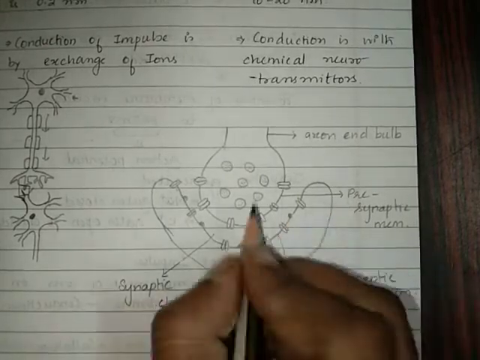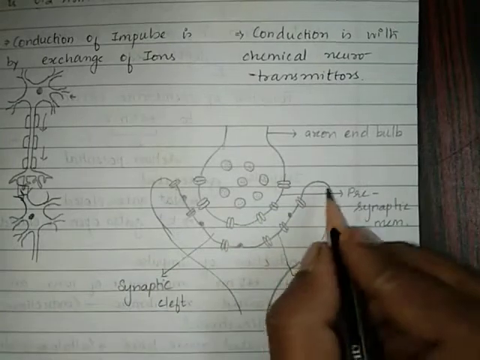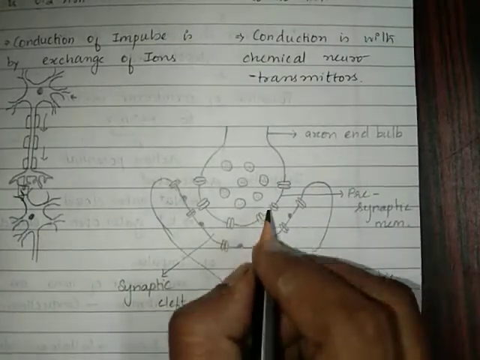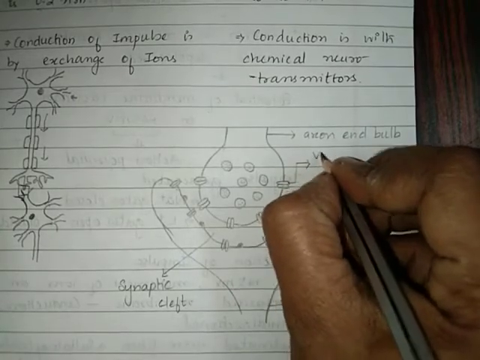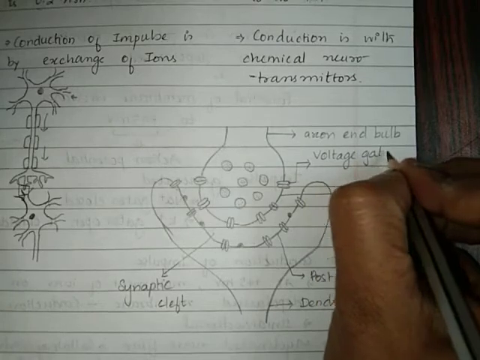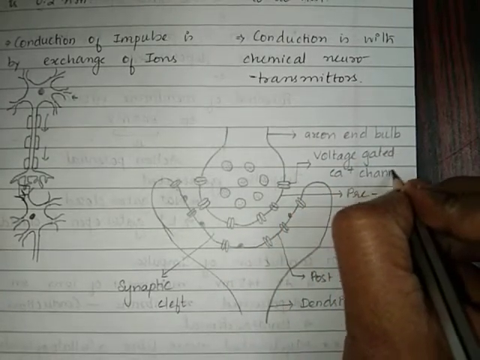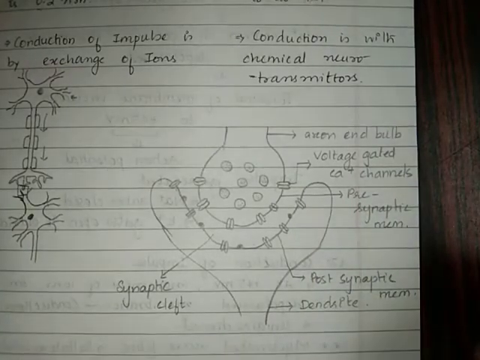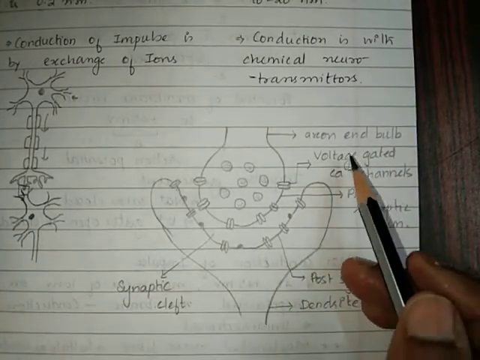In this presynaptic membrane I have drawn some structures. What is present in the presynaptic membrane? These structures are voltage gated calcium channels. So these are voltage gated calcium channels that are present in the presynaptic membrane.